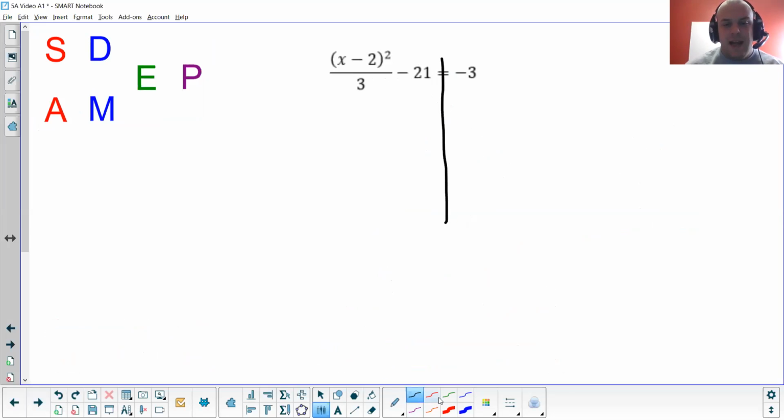Draw my line. Ha, getting better. It's more straight. We have (x - 2)² divided by 3 minus 21 equals negative 3.